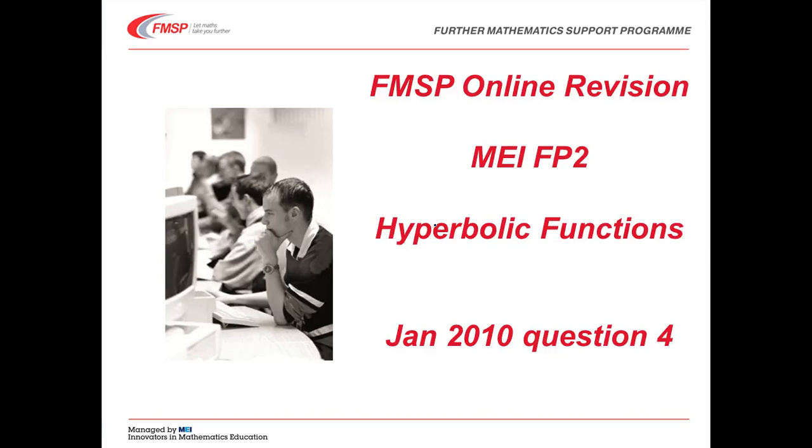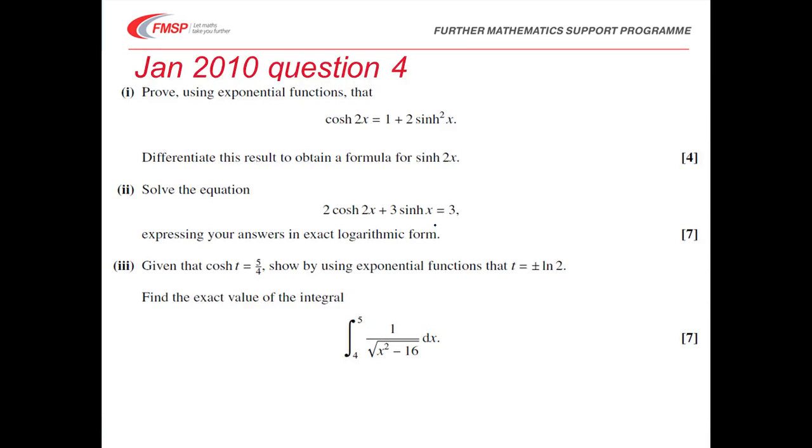Hello, in this video we're looking at MEI FP2, the January 2010 paper question 4, which is on hyperbolic functions. Read the whole question through first. In part 1 we're asked to prove using exponential functions. So no choice of method, and we must show clear and precise working in order to gain all of the marks. We've then got a straightforward instruction to differentiate this result, and it says to obtain a formula for sinh 2x, so hopefully that will just fall out.